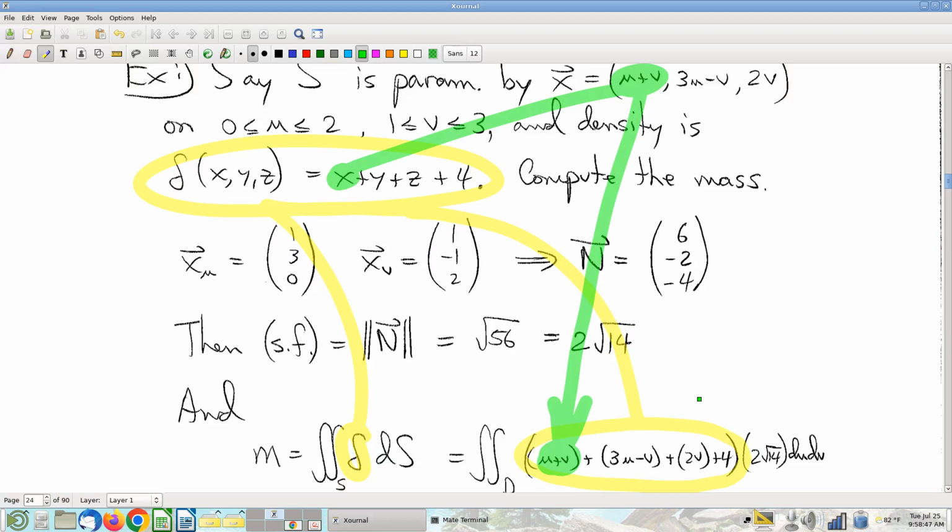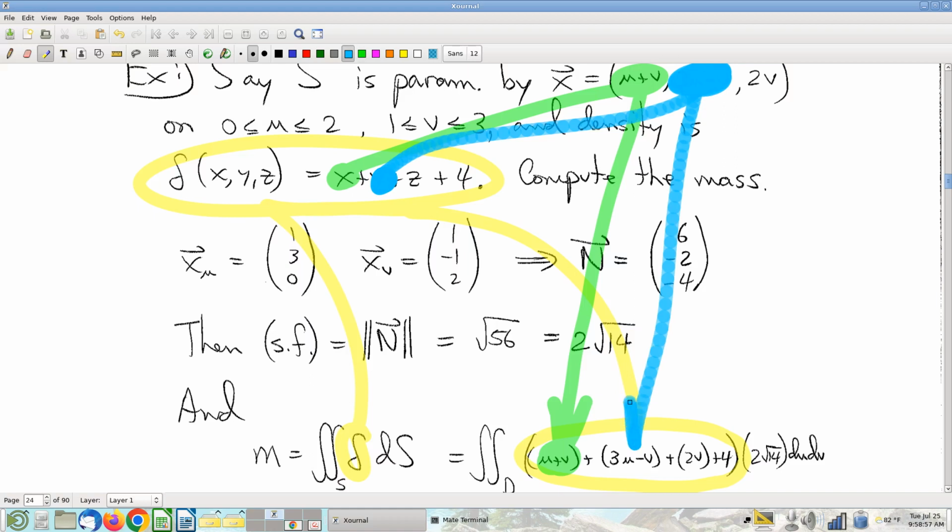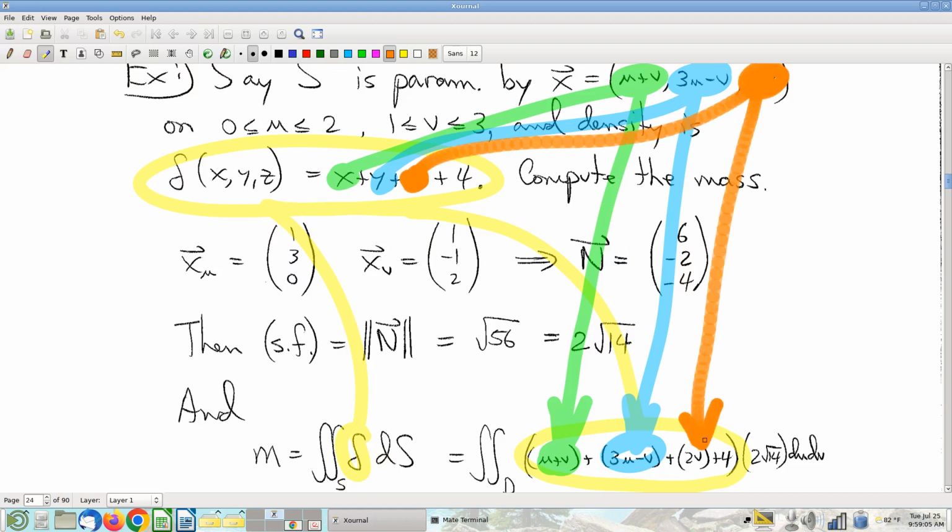That's where that u plus v comes from. That's x, so says the parameterization. Y, well, again, it's right there. There's a formula given to us. So that's where that comes from. And then what do we do with this z? Well, z is 2v. So the parameterization tells us how to do that plugging in. Is everybody cool? Okay.